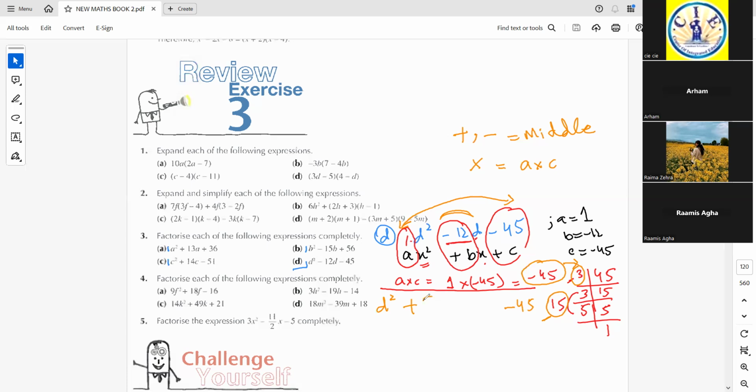So let me write down 3D first and then negative 15D. Now if you see, you add them, positive 3D and minus 15D, you will get negative 12D, and when you multiply them, 3 times negative 15, you get negative 45, same as this one that you had already.